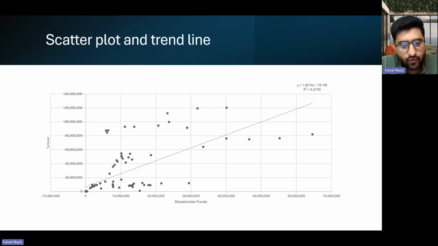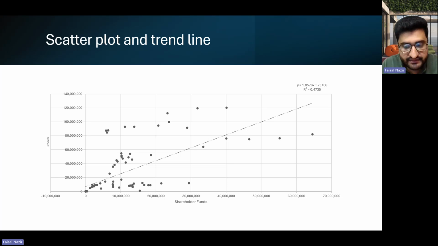The R square value of 0.4735 shows that about 47.35% of the variance in turnover is explained by shareholder funds, reflecting a moderate level of explanatory power for the model. This implies that while there is a notable relationship, other factors may also significantly affect turnover. Therefore, while shareholder funds are an important predictor, incorporating additional variables might improve the model's explanatory strength for a more comprehensive understanding of turnover.